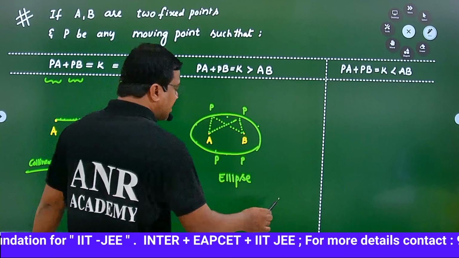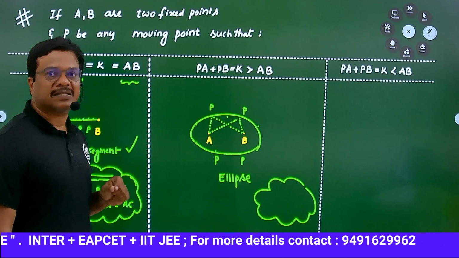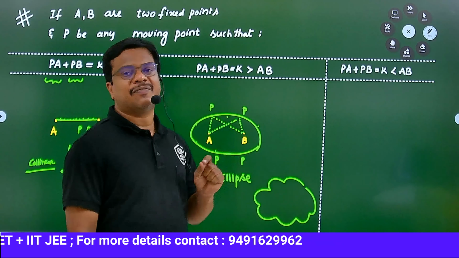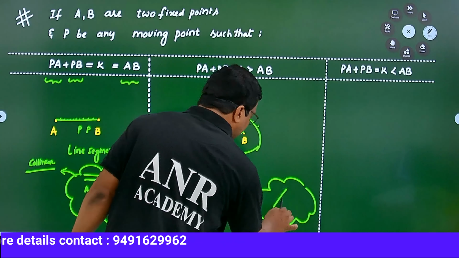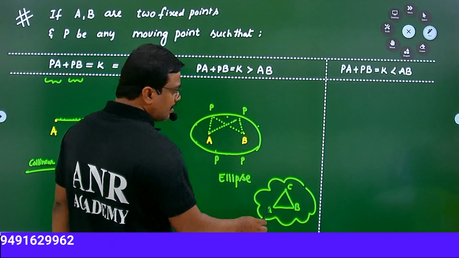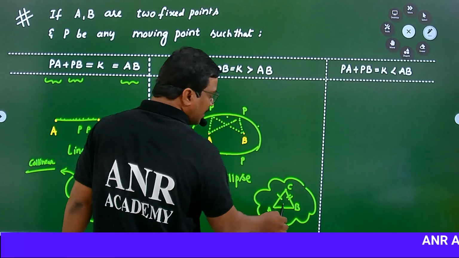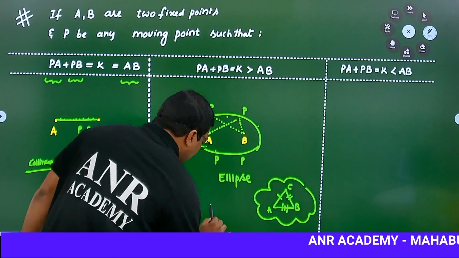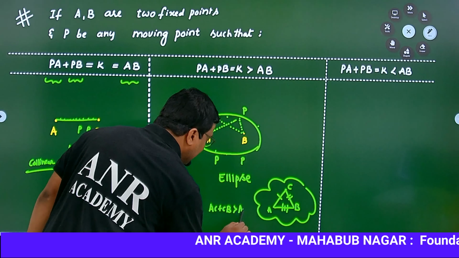In high school, the students studied that the sum of two sides is always greater than the third side in any triangle. This is the property of a triangle. Suppose this is the triangle ABC. The sum of the first two sides, AC plus CB, is always greater than the third side AB. So here I can write AC plus CB is greater than AB.